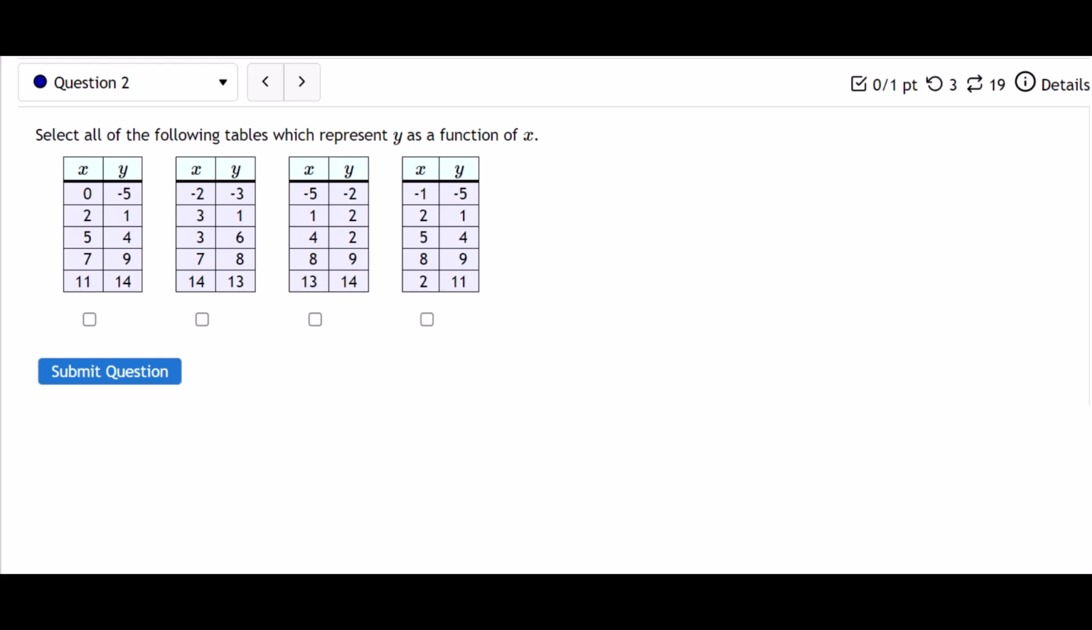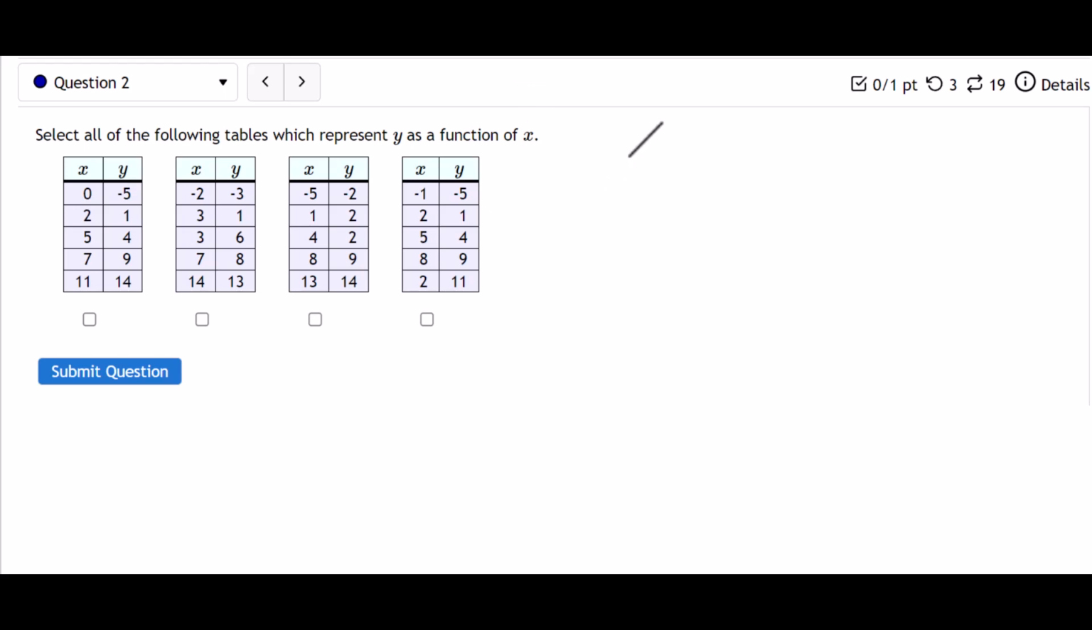Hey everybody. So in this video, we are talking about relations, domain, range, and functions. Here they ask us to select all of the following tables that represent y as a function of x. Now, you may not have heard of that before. Let's talk about what that means.